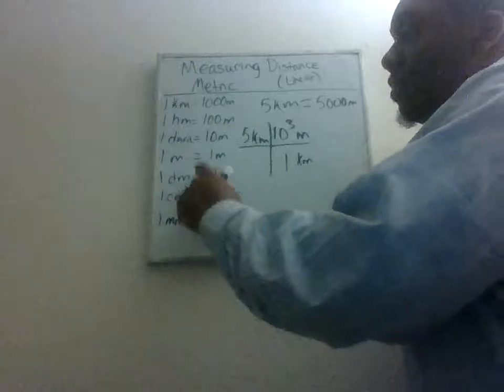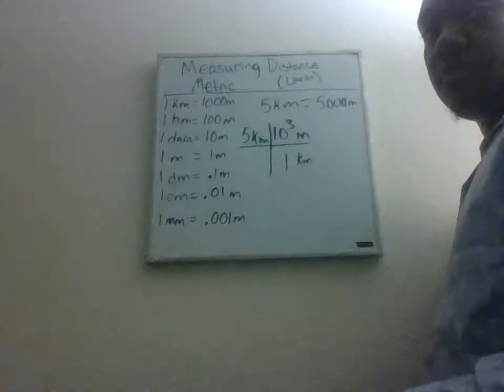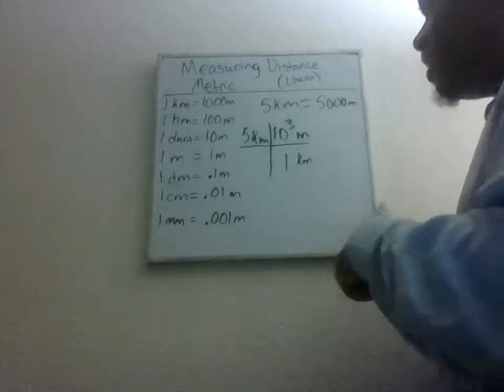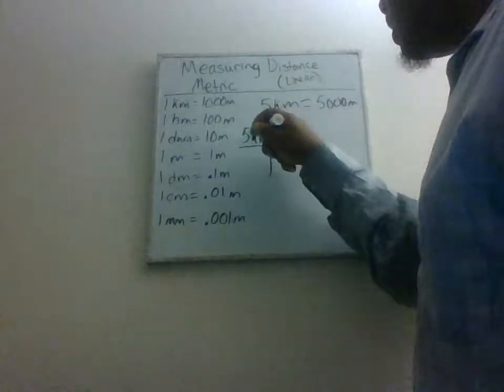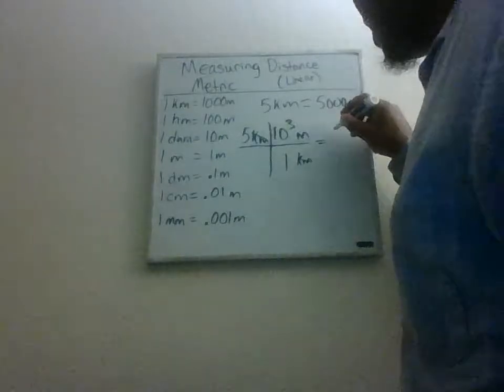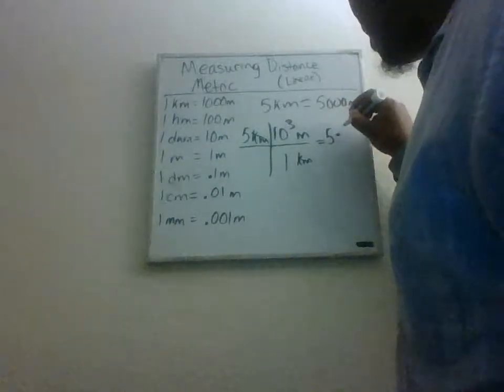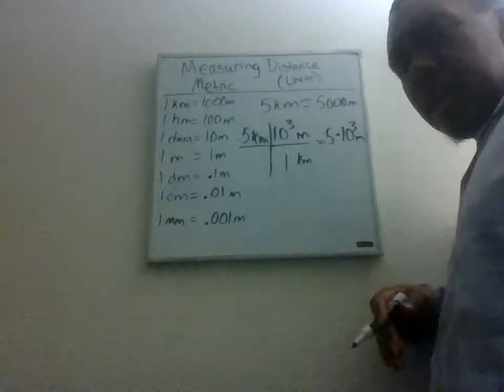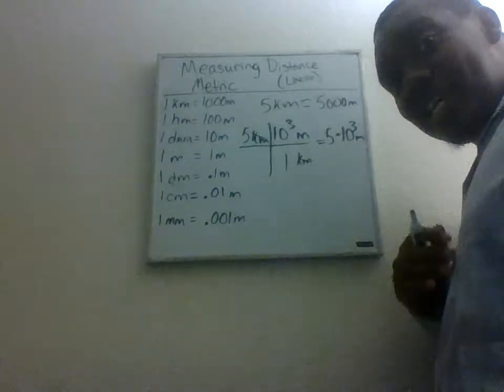If you go up, it will be a negative number. Okay? And we can look at an example of that next. So from here, kilometers will go away, and then my answer will be 5 times 10 to the third meters. Oh, that looks kind of familiar. That looks like scientific notation, right?